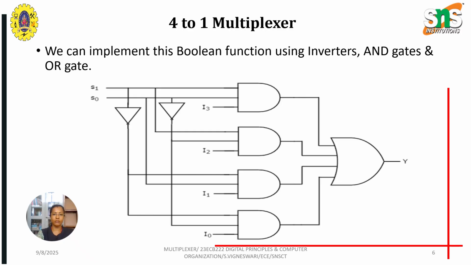The Boolean expression of the 4 is to 1 multiplexer from the previous slide can also be implemented using basic logic gates: AND gate, OR gate and NOT gate. Here it comprises 2 NOT gates, 4 AND gates and 1 OR gate.